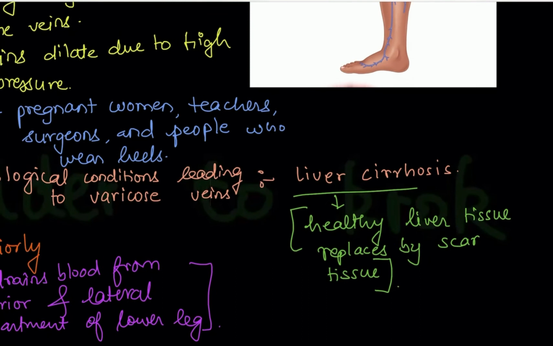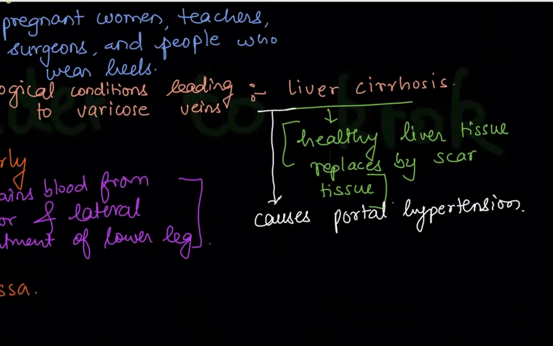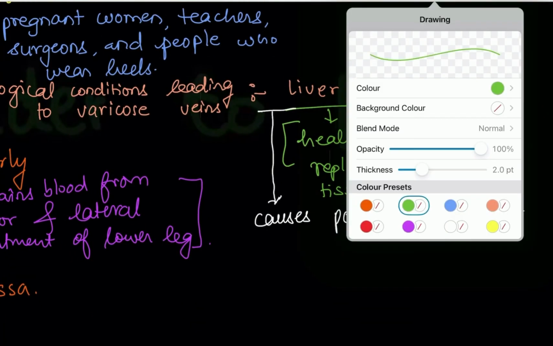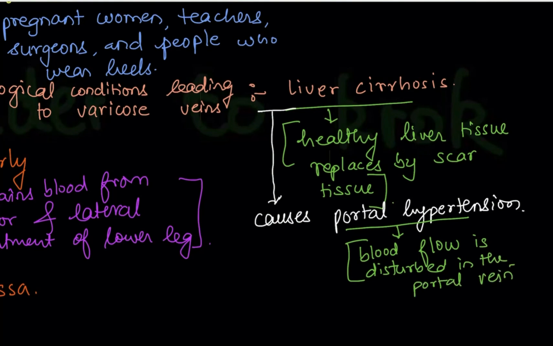Okay, write down this liver cirrhosis causes portal hypertension. What does it cause? Portal hypertension. Okay, now what does portal hypertension mean? So write down the meaning of it. Portal hypertension means that blood flow is disturbed in the portal vein. Now the portal vein drains the blood from your abdominal cavity. Okay, so blood flow is disturbed in the portal vein.